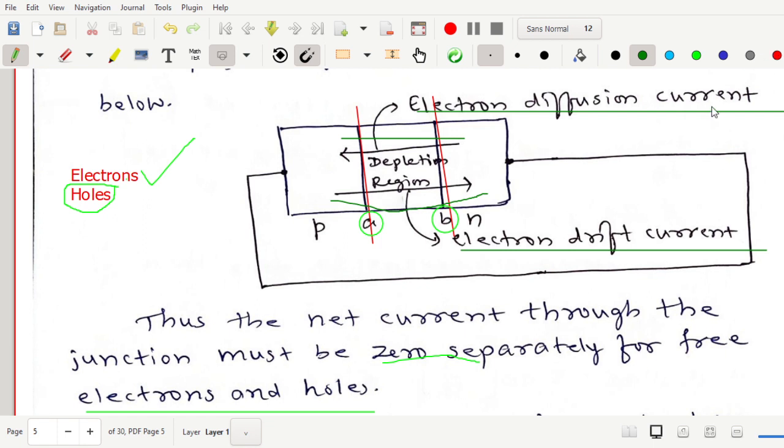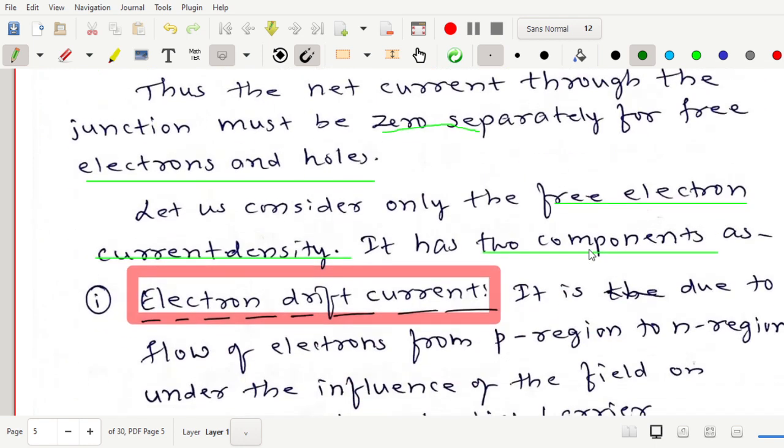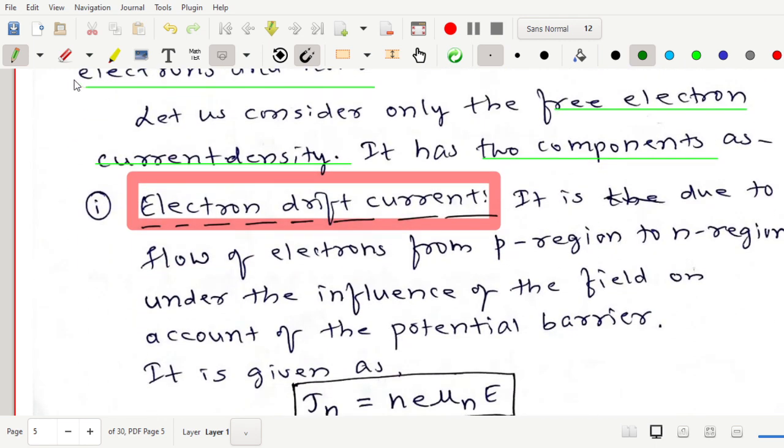Now let us discuss these two components one by one. The first thing is electron drift current. So let us see what is electron drift current.